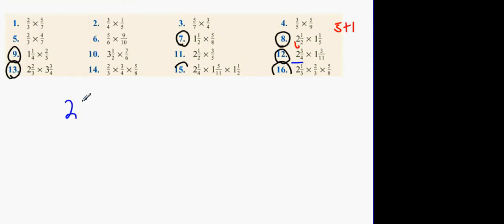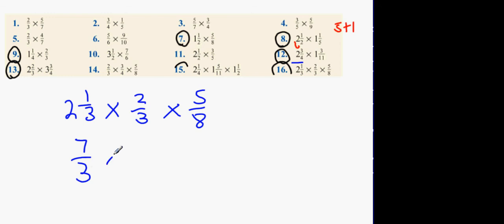And Stephen's going to do number 16 for me. Stephen, we'll just write it out first. 2 1/3 times 2/3 and 5/8. Okay, Stephen, what are you doing first? Well, 2 times 3 is 6 plus 1 is 7, 7 over 3. And then you don't have to change 2/3 or 5/8. You can cancel 2 and 8. 2 goes once, 8 goes 4 times.